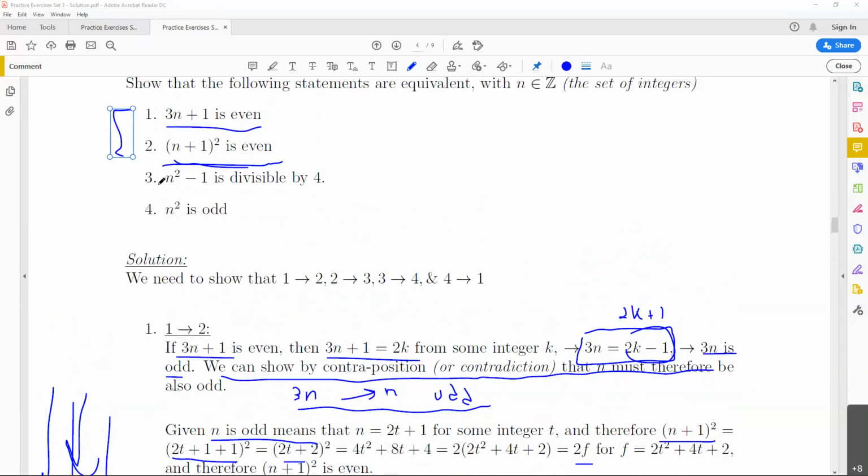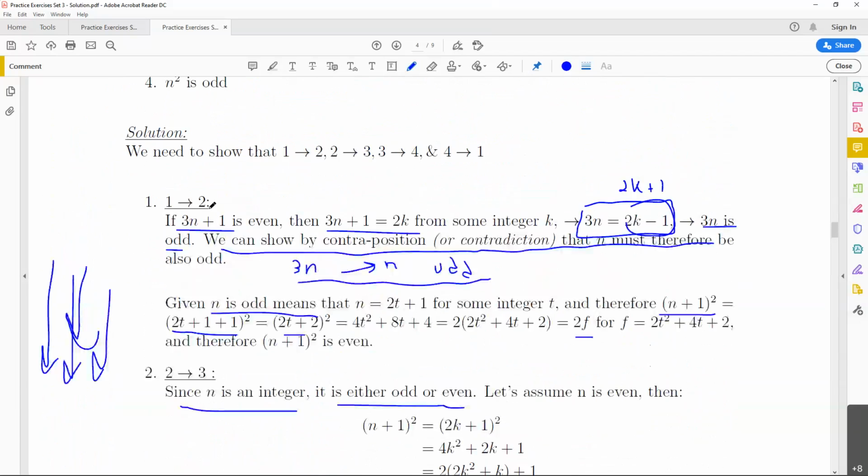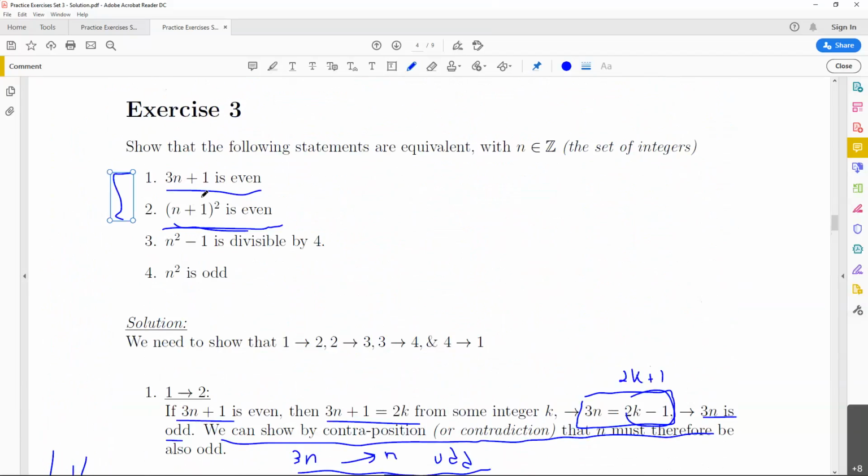What about 2 implies 3? You're given that n plus 1 squared is even, then n squared minus 1 is divisible by 4. Since n is an integer, it is either odd or even. This is a tool you can usually use, because if you noticed in part 1, we also assumed that we proved that n is odd. Usually in these implications, n is either going to be odd or even in most cases. So just eliminate one of the possibilities and say, hey, n has to be even or odd, and then the easiest thing in the world you can do is plug it in.